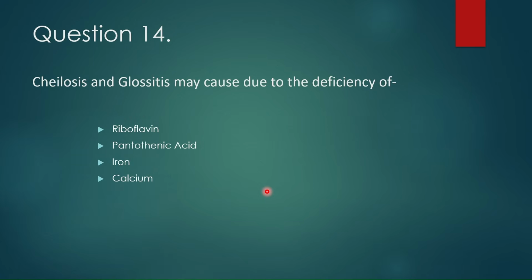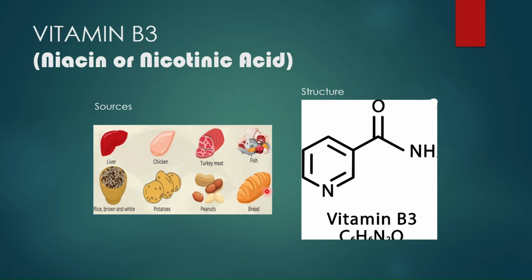Let's look at our next member of vitamin B family, that is vitamin B3, also known as niacin or nicotinic acid. The structure of niacin includes 6 carbon atoms, 6 hydrogen atoms, 2 nitrogen atoms, and an oxygen atom. Sources of niacin include liver, meat, fish, rice, potatoes, peanuts, bread, etc.